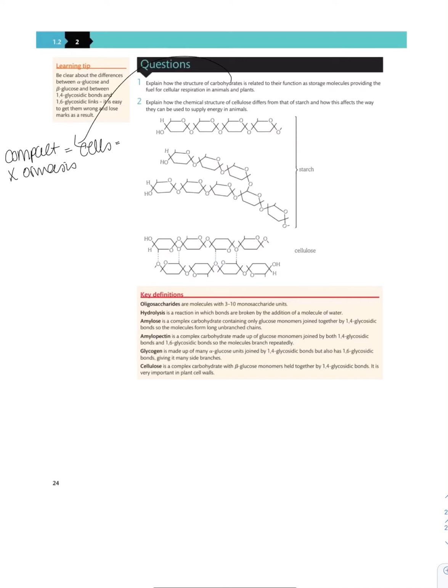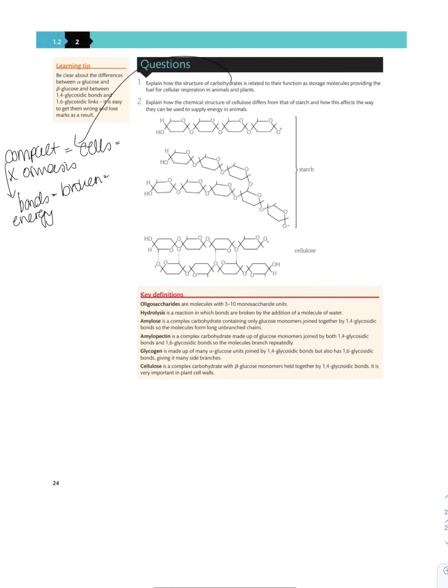And another thing is, because they're compact, they've got a lot of bonds. And so every time that bond is broken, we have energy being released. And that energy is available when it is needed in cellular respiration. So whenever they want energy, it will be broken down and be used.